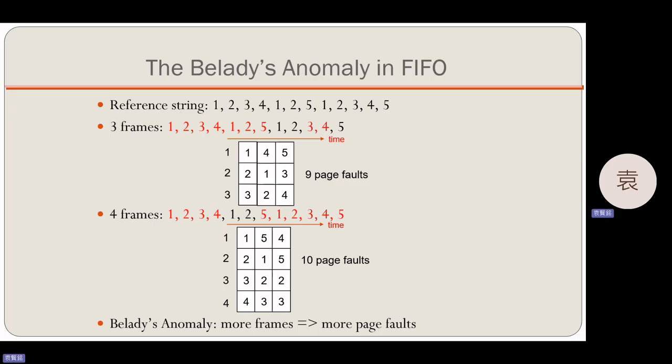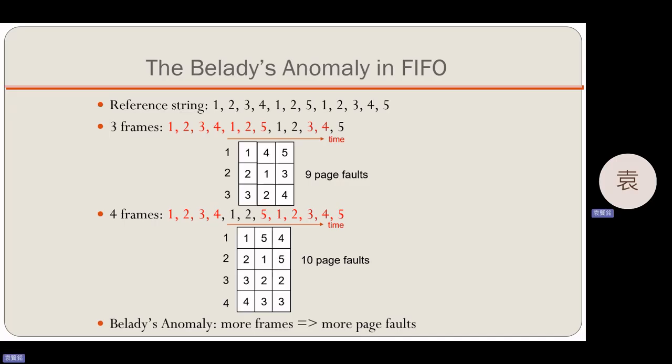So when logical page 1 is referenced, you need to move it in. Here the red numbers mean a page fault occurs. So 1, 2, 3, and then 4 comes in. It will replace the first page stored in physical memory. And then 1 comes in, replacing the second one. Then 2 comes in, replacing the third page. And then 5 replaces the first page.